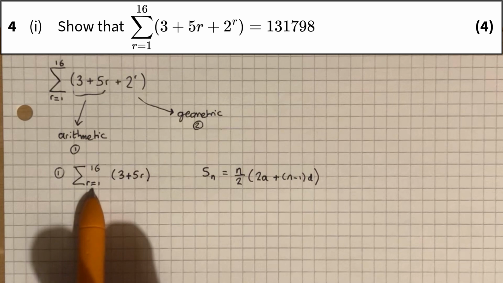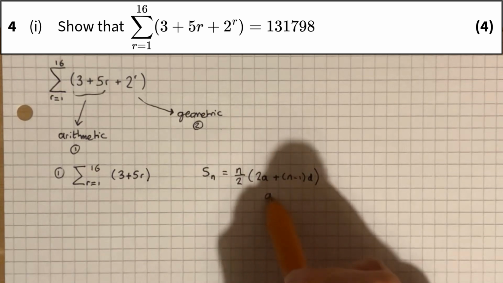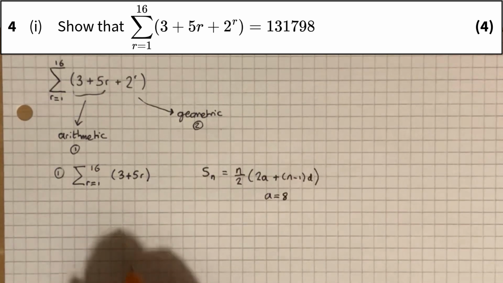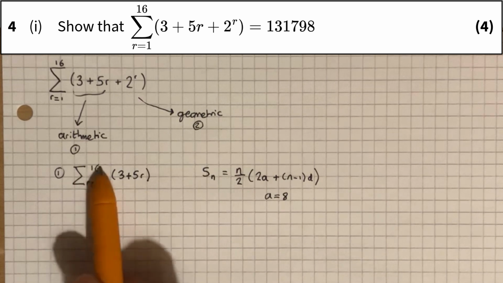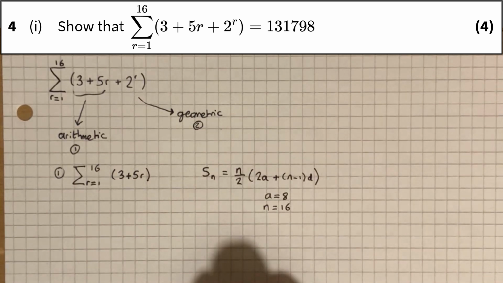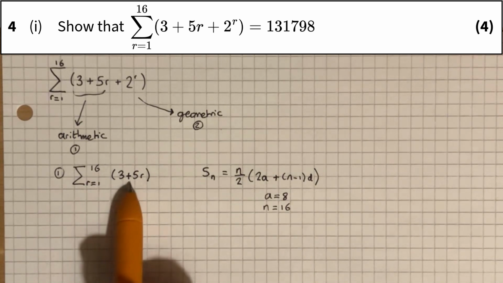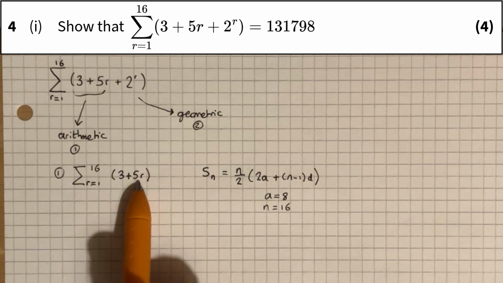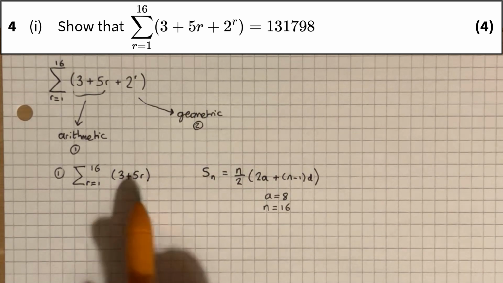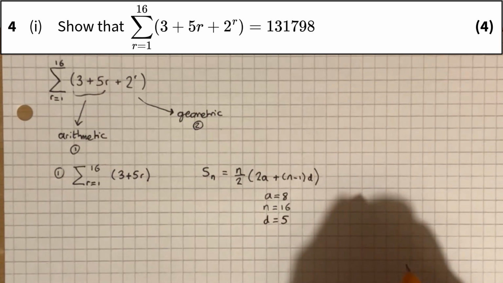The first term here is when r is equal to 1, so sub r equals 1 in, and we get 3 plus 5, which is 8. N is the number of terms we're adding, which is 16. And then D is the difference between every two terms. Well, the first term is 8. When r is equal to 2, the next term is 13. So the difference between every two terms is 5.